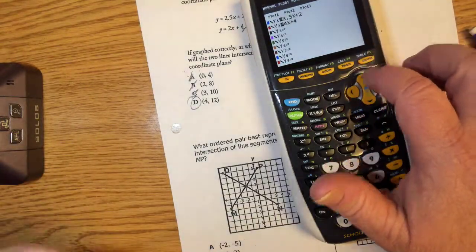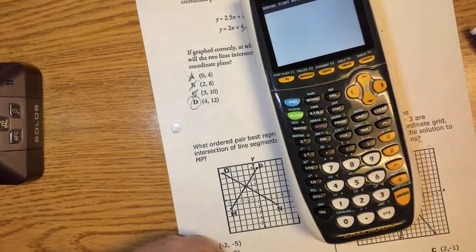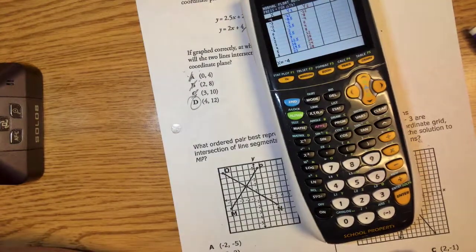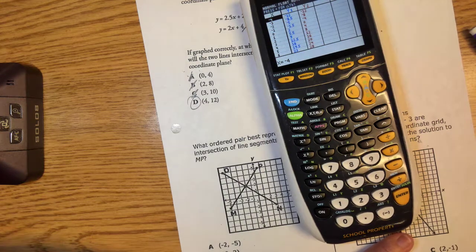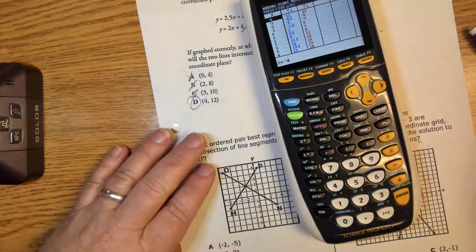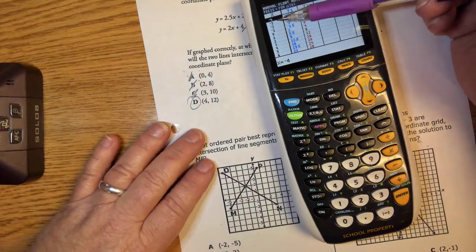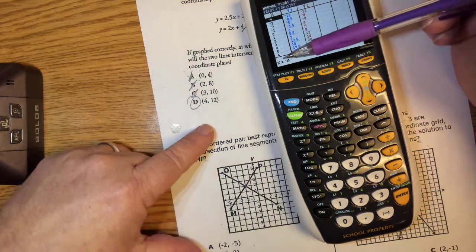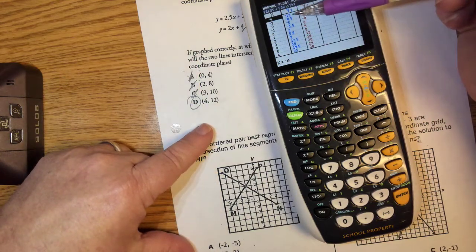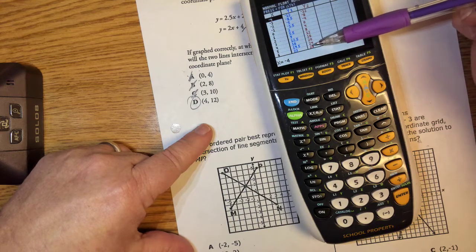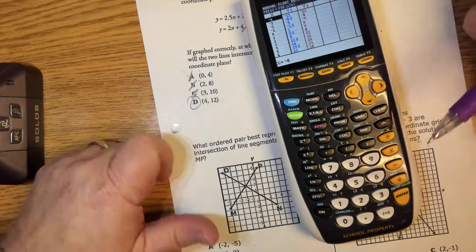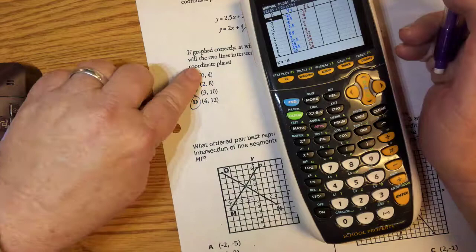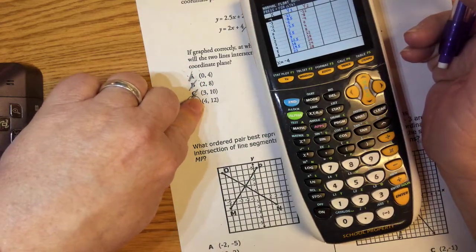All right? I can just hit second and table. I don't have to wait for a graph. Okay? And I can pull that table up, and it will give me the coordinate points where those two cross. The only problem you have is if x is not a whole number, because it only gives you x's as whole numbers. It will give you y as parts, but it will only give you x's as whole numbers. All right? So as long as your x's are whole numbers, you're good to go.